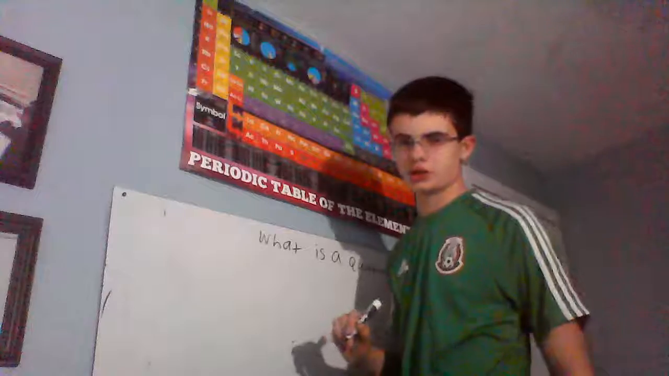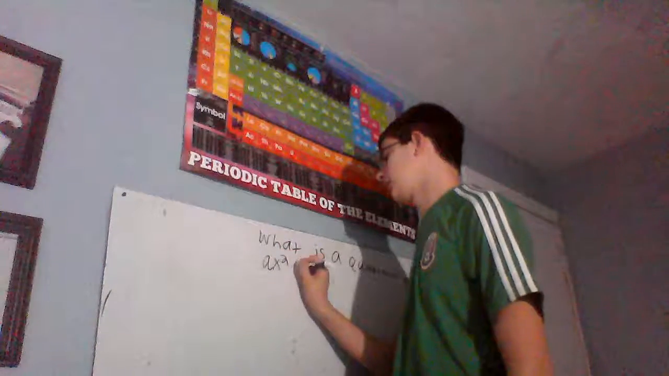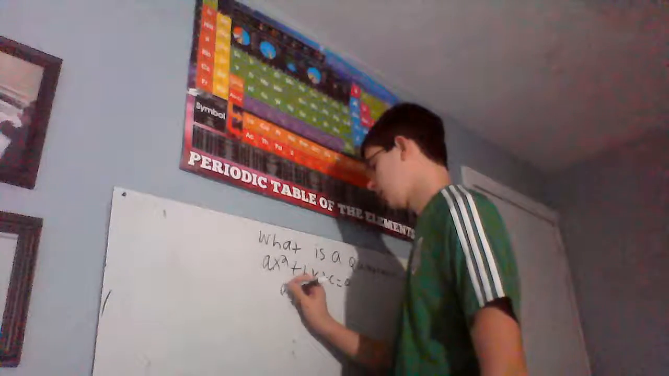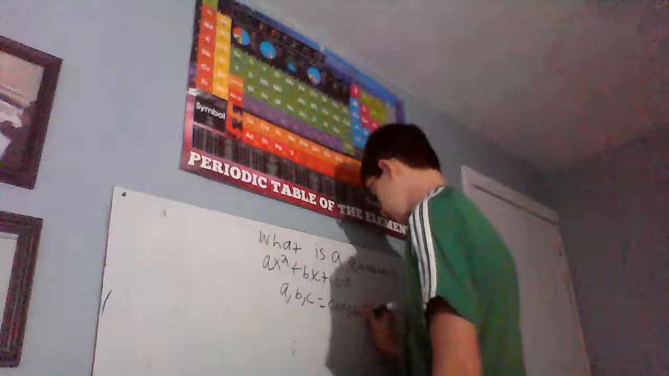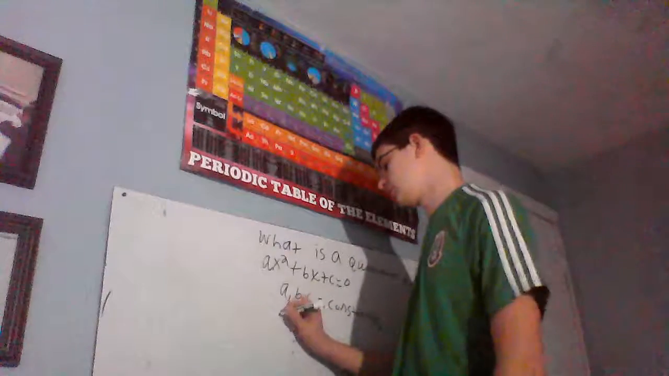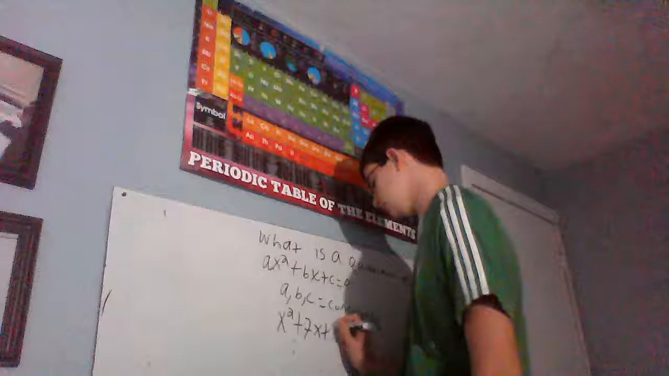A quadratic equation is any equation in Algebra 1 that takes the form ax squared plus bx plus c equals 0, where a, b, and c are all constants. So, an example of a quadratic equation could be x squared plus 7x plus 10 set equal to 0.